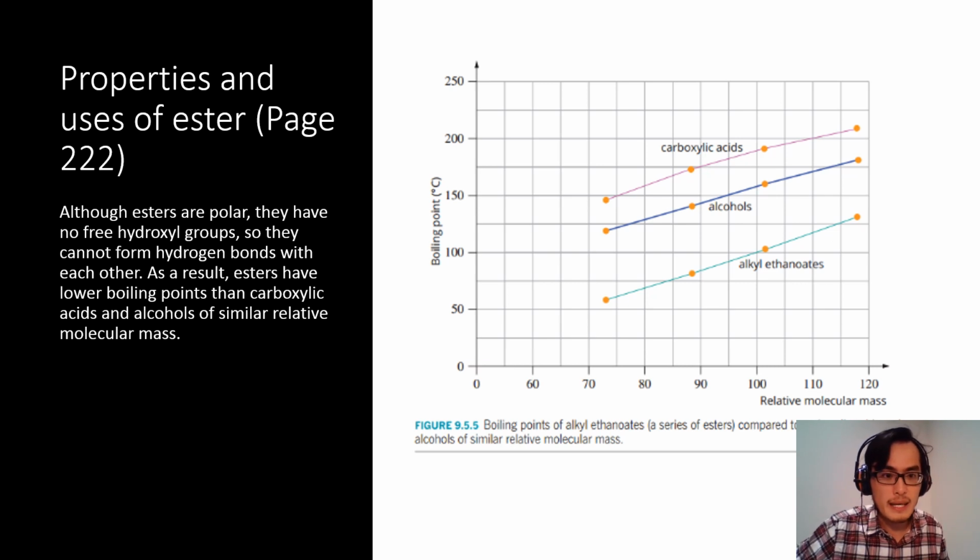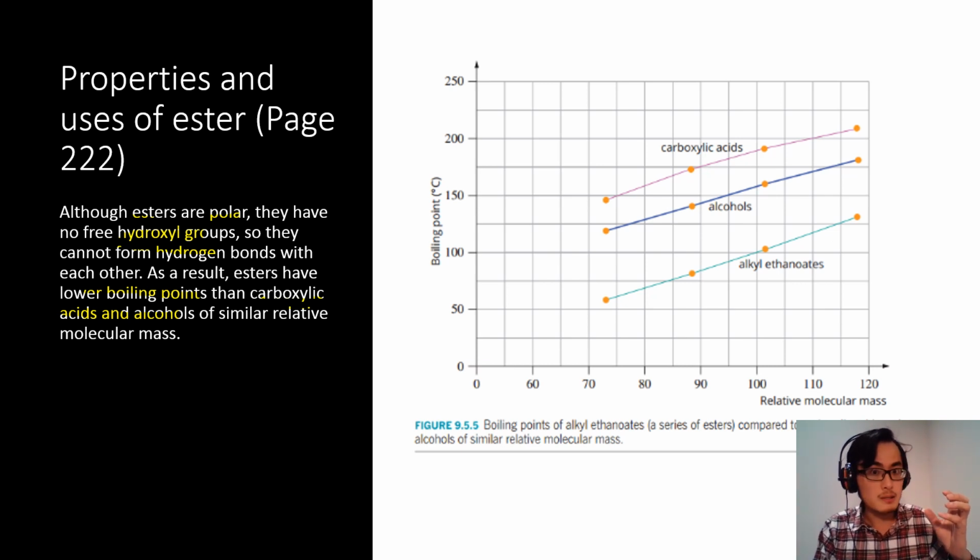Alright, so this one here is properties and uses of esters. There is a question in the textbook, and we'll discuss more of that question in class as well. So it says here, although esters are polar, they have no free hydroxyl group, so they cannot form hydrogen bonds with each other. As a result, esters have lower boiling points than carboxylic acids and alcohols of similar relative molecular mass. Something for you to think about. So when you are talking about your ester structure, based on what we have discussed previously, the first part is the carboxylic acid, and the second component is the alcohol component.